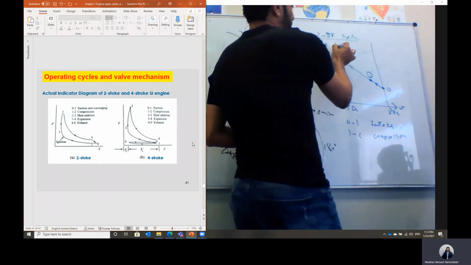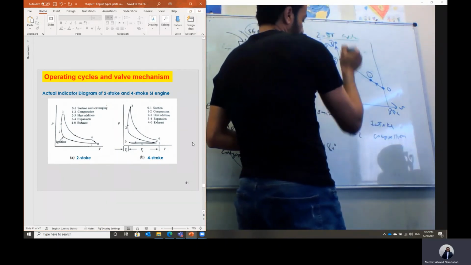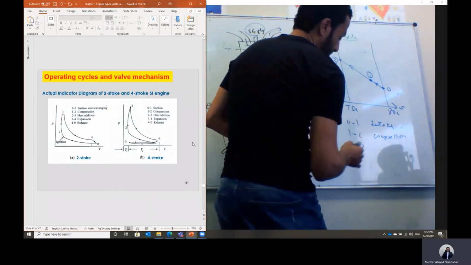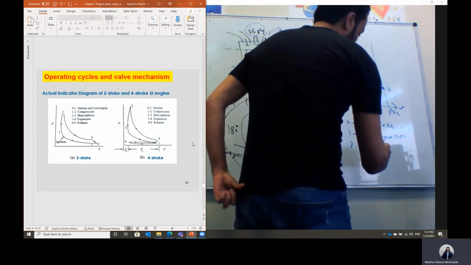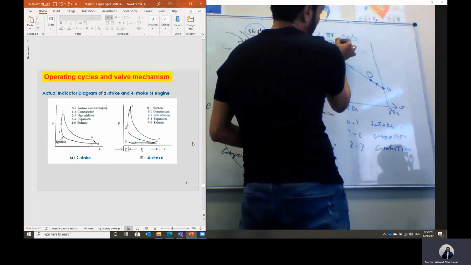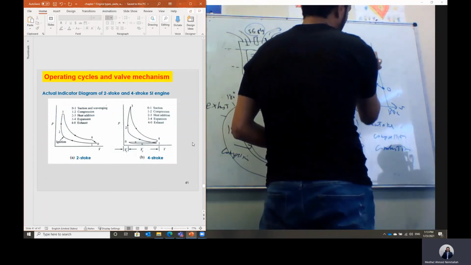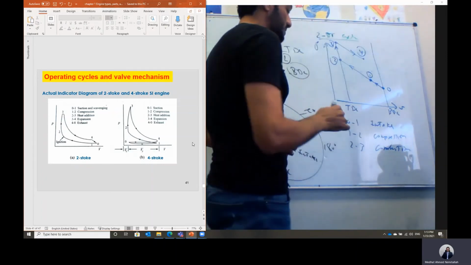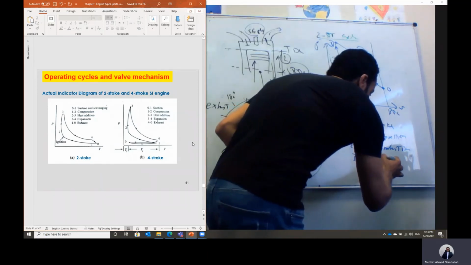And then at point 2, the spark will be initiated. From 2 to 3, this is an instantaneous combustion. In case of a gasoline engine, the combustion process will be starting. And then we have 3 to 4, the piston will be moving down. This will be the expansion.